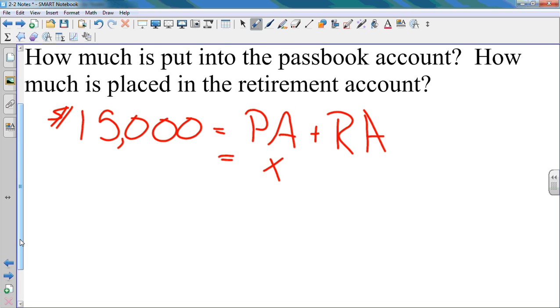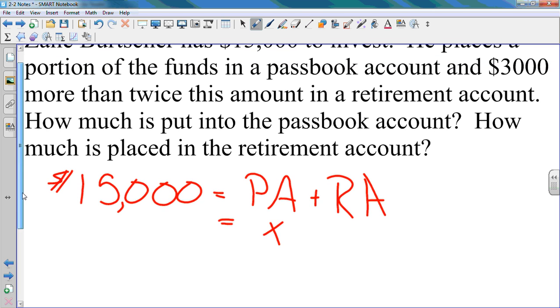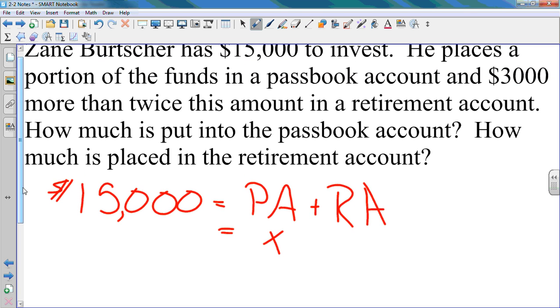Do I know how much I want to put in the retirement account? No, but do I make it a new variable or can I write the retirement account in terms of X? How? Well, look at what it says. $3,000 more than. What does that mean? Addition. Okay, so I'm going to take $3,000 and add it to what? To 2x.